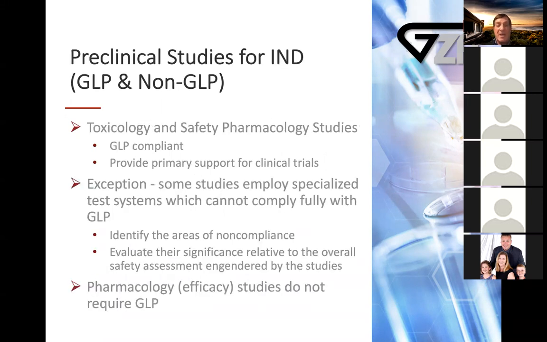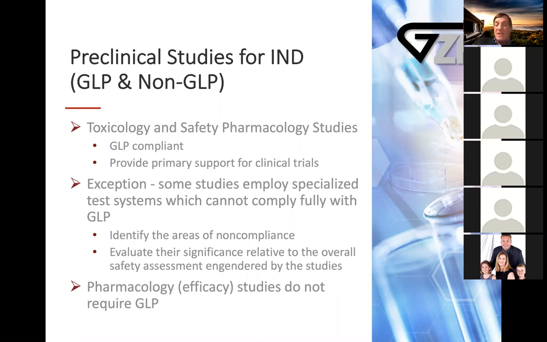The preclinical studies for an IND can be GLP and non-GLP, but all of the toxicology and safety pharmacology studies and any others that are intended to provide primary safety for that clinical trial must be GLP compliant. And so the non-GLP might be things like an ADME study or a mechanistic study or a pharmacology study that is not related to safety, but is related to mechanism of action or showing that you have some signal of efficacy. So those don't need to be GLP compliant, but the primary safety support studies must be GLP compliant.